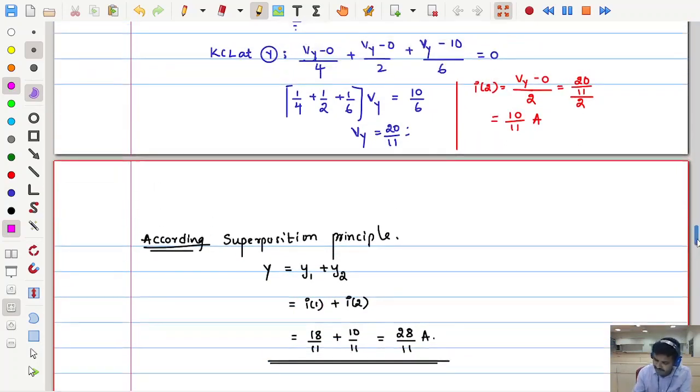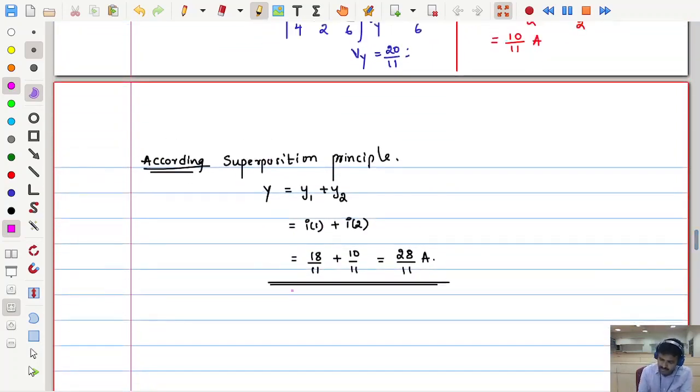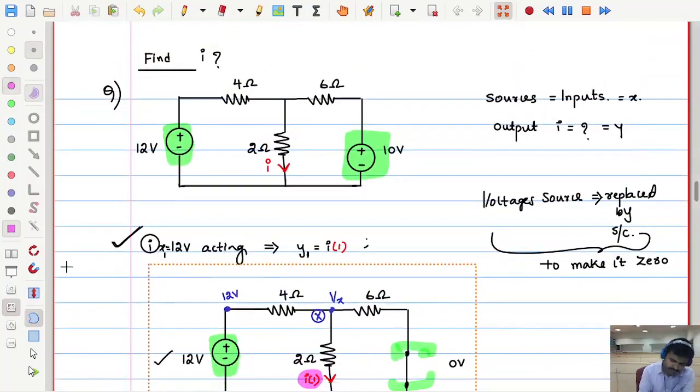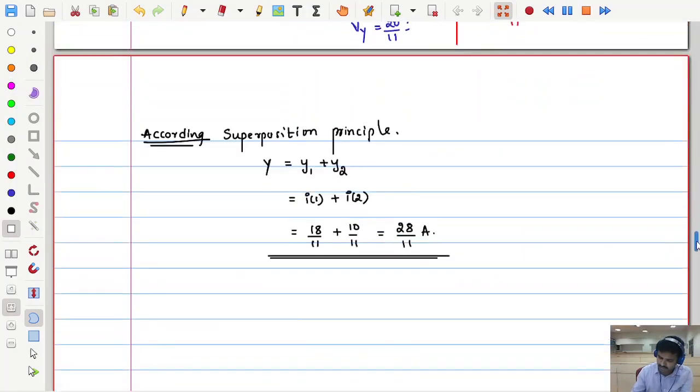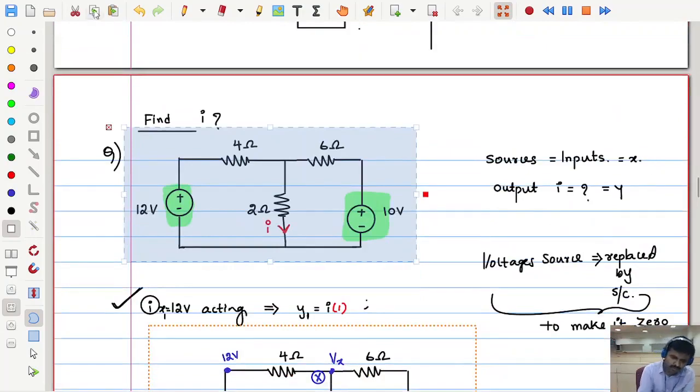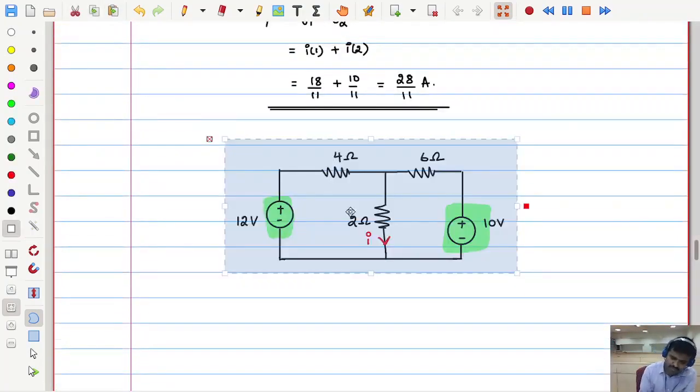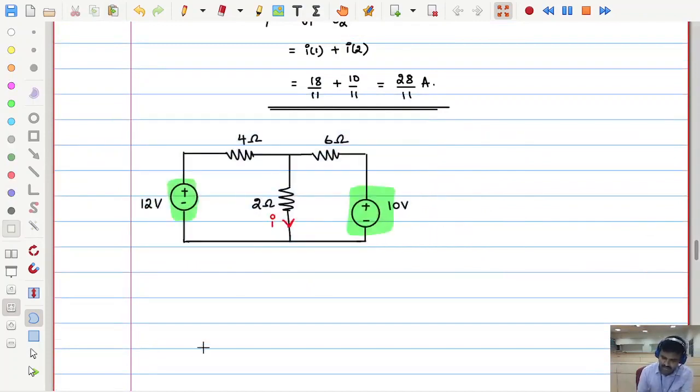Now you can verify whether superposition holds good or not by taking the original circuit. Let me verify by any method. Let me take this circuit, copy, and now let us verify this superposition statement, whether it is true or not. Ultimately what I need is I. So how can I get verification?